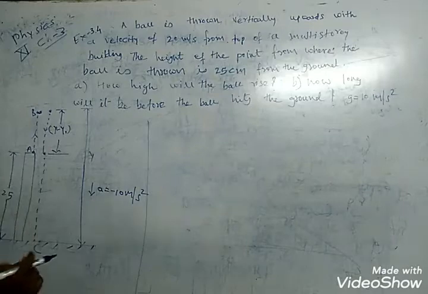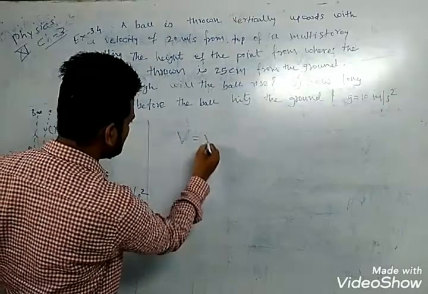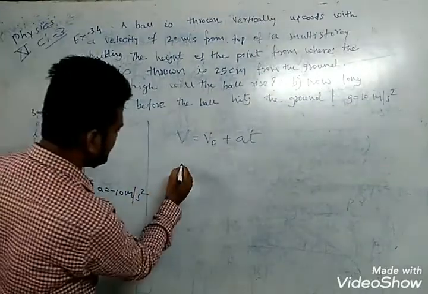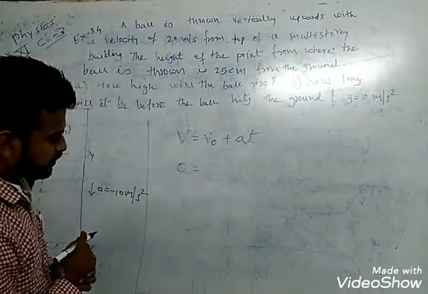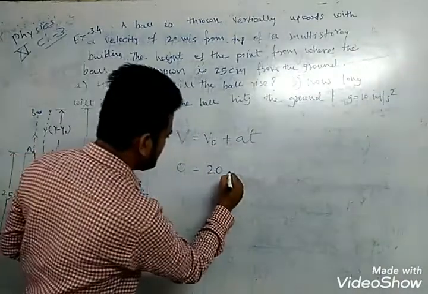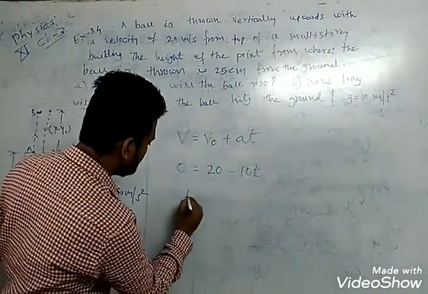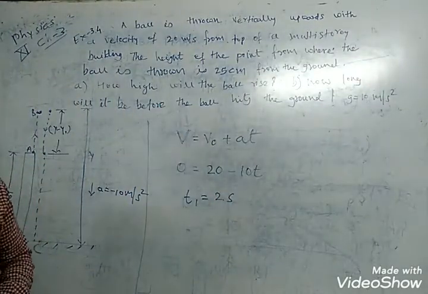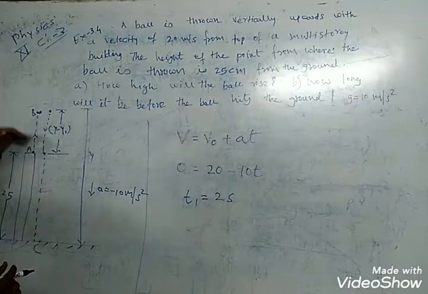We use the equation v equals v0 plus at. The final velocity of the ball is 0, and the initial velocity is 20 minus 10 t, so T1 is equal to 2 seconds. This is the time going from A to B.